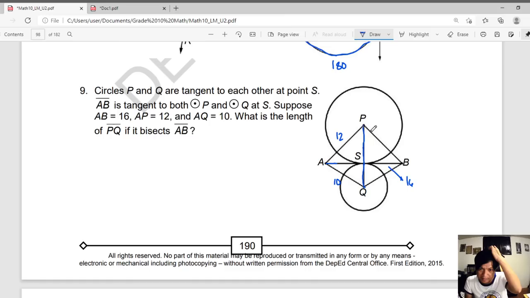So, we can probably use a relationship here. We can use the Pythagorean theorem. Our AB is 16. Here, it bisects, right? PQ bisects AB. That means it divides it in the middle. So the measure from this point S to A is half of 16, which is 8. The measure is 8, and 8 also here. So, the measure of this is 12. Here it is 10. Right?